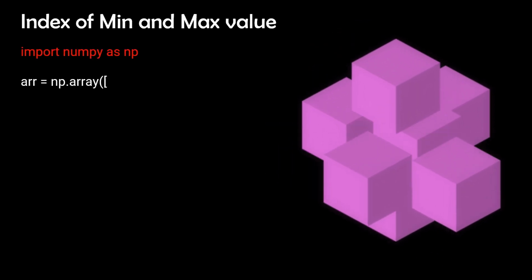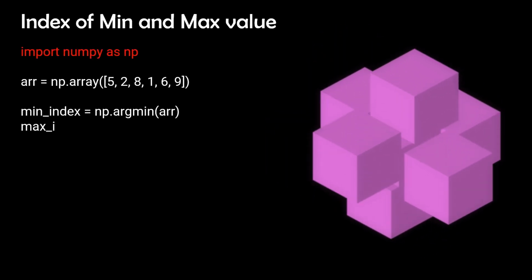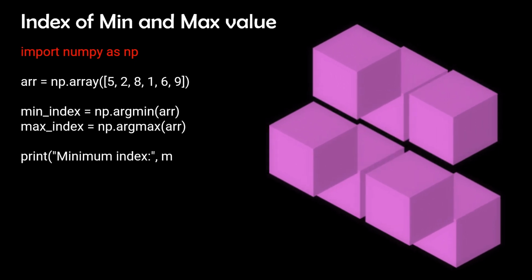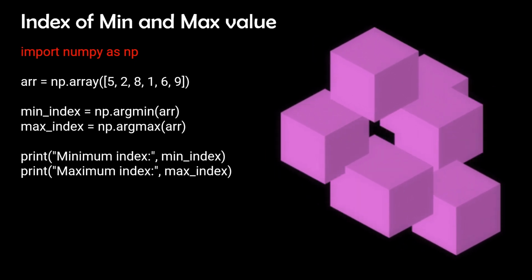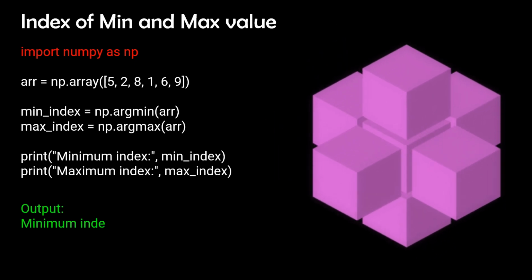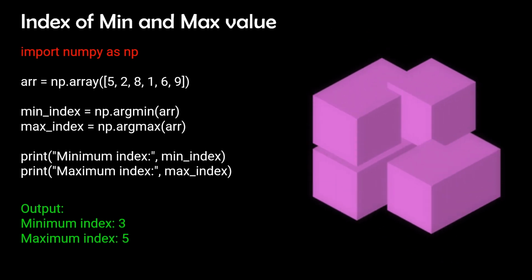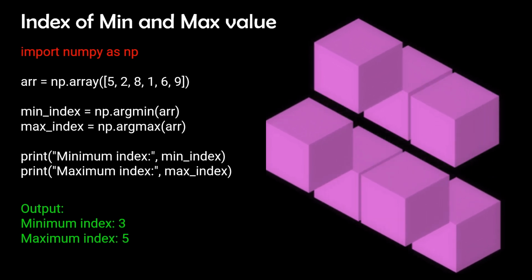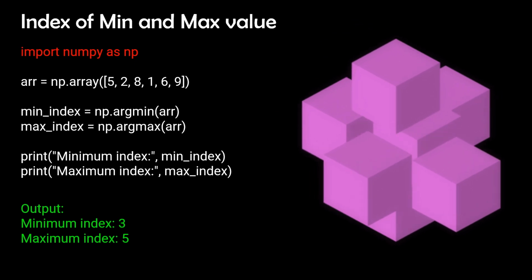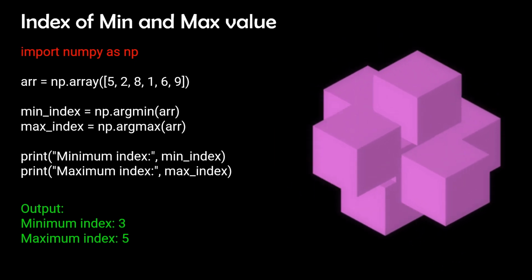Index of min and max value. In this example, we first create a NumPy array ARR with some values. Then, we use the np.argmin function to find the index of the minimum value in the array, and np.argmax function to find the index of the maximum value in the array.